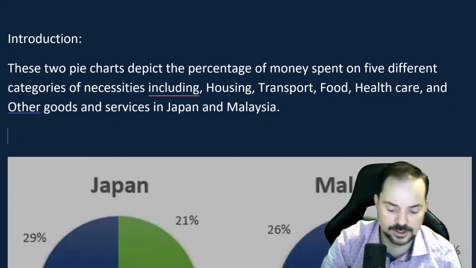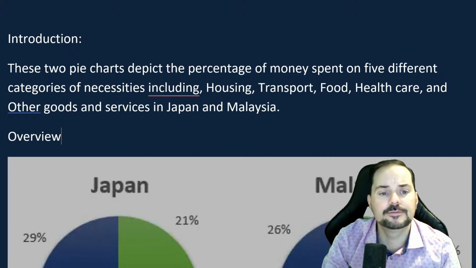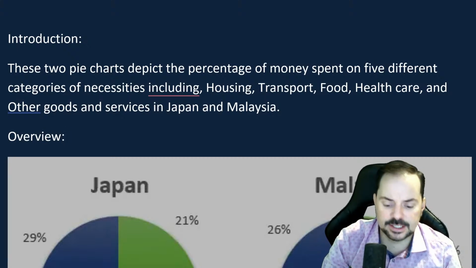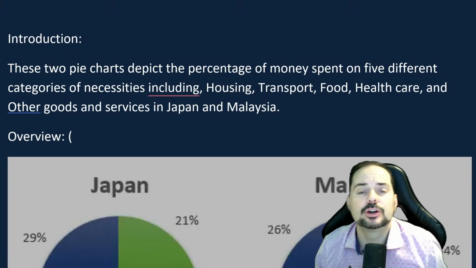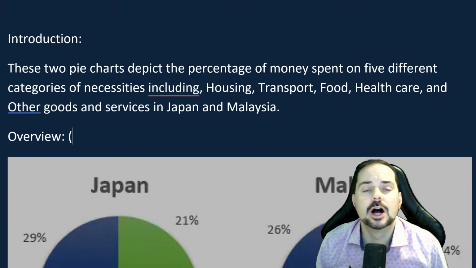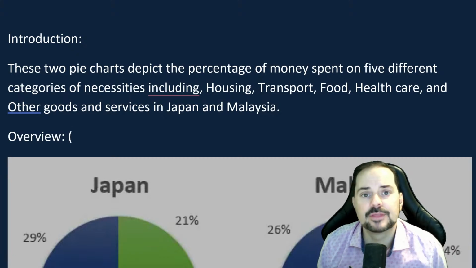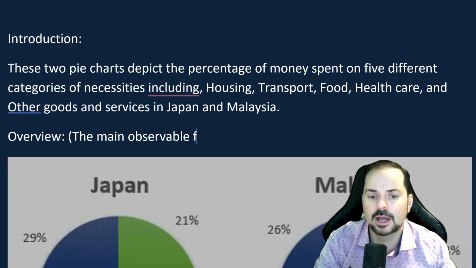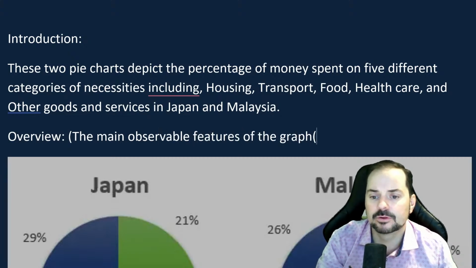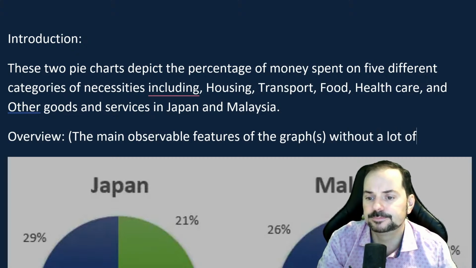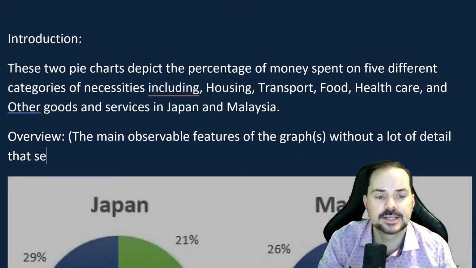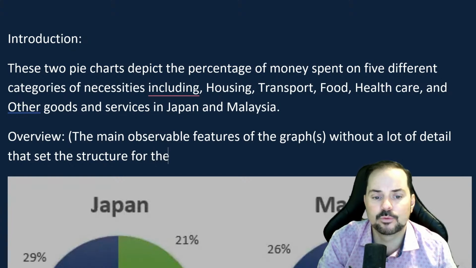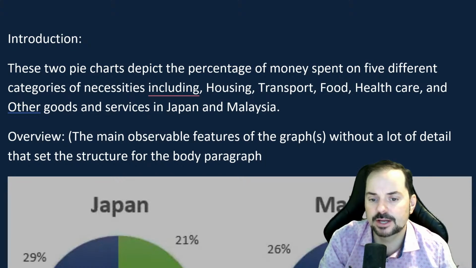Good. I'm happy a lot of people understood that last point and exercise. Overview. The overview is simply the main observable features of the graph or graphs without a lot of detail, that set the structure for the body paragraph. So it's kind of like your thesis.